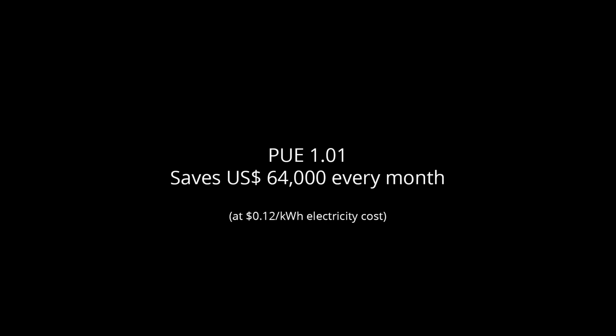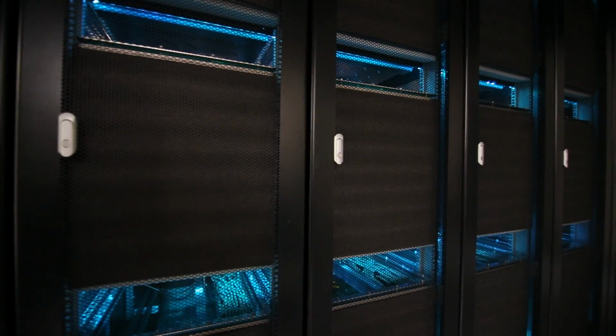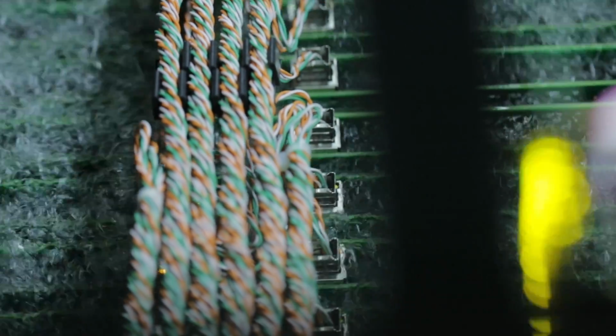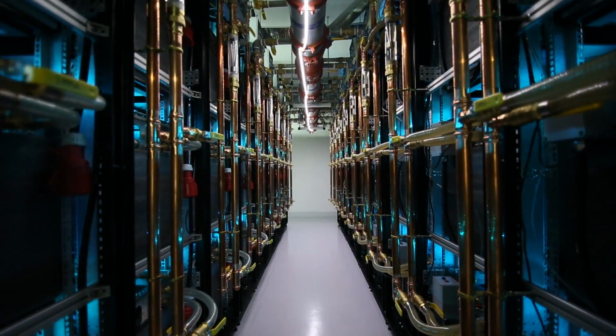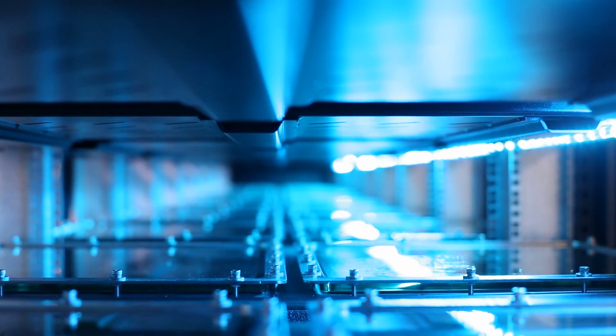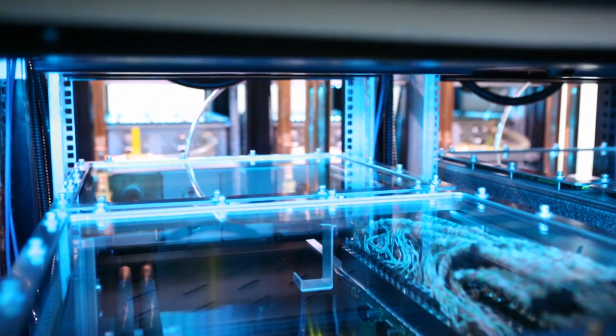Power usage effectiveness is close to 1.01, even in hot and humid Asia. It saves $64,000 on electricity every single month. Using the natural process of evaporation and 3M Novec Engineered Fluids, the system is 4,000 times more efficient than traditional air cooling.